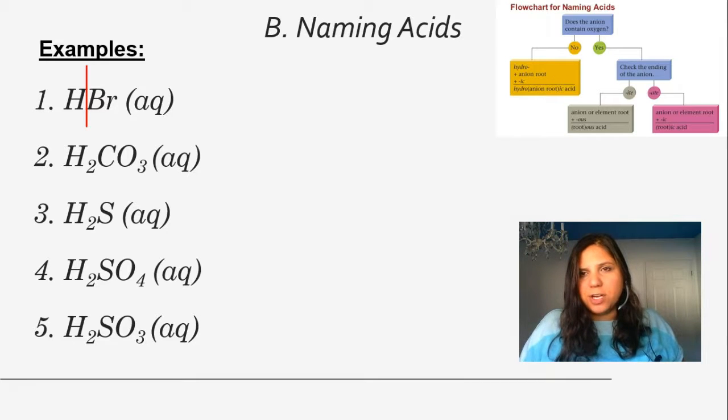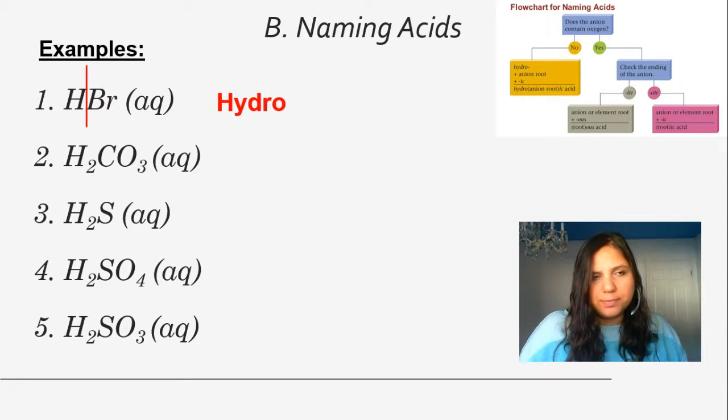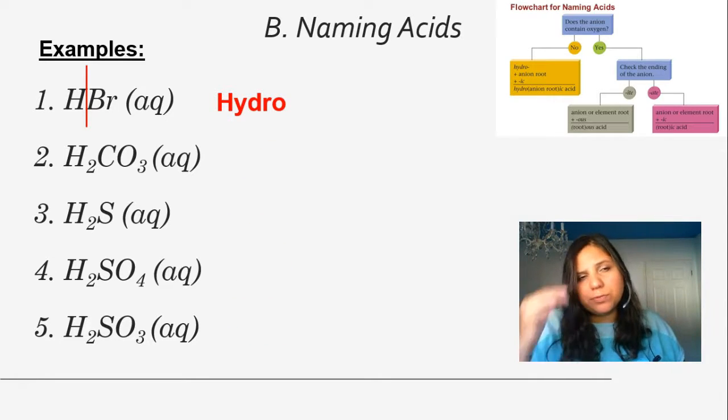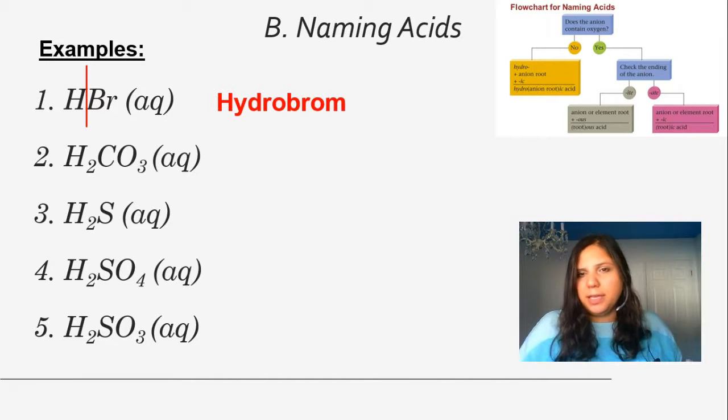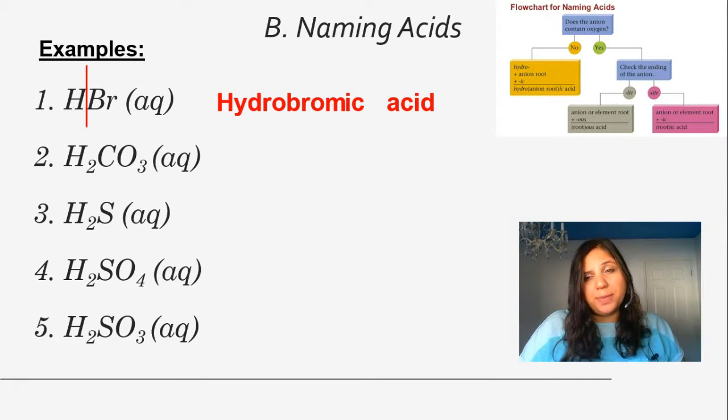So for my flowchart, does the anion contain oxygen? This is a no. So I'll add hydro, the root, ic acid. So I'll do that. Hydro. And then the root for bromine, or the bromide ion, would be brome. So we've got hydrobrome. And then we add ic acid. So this is hydrobromic acid. And this is a binary acid. It does not contain oxygen. It only contains 2 different elements.